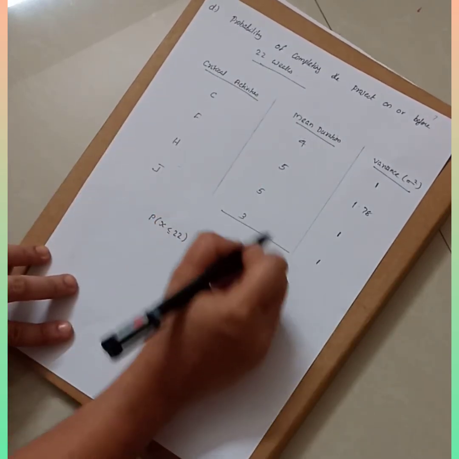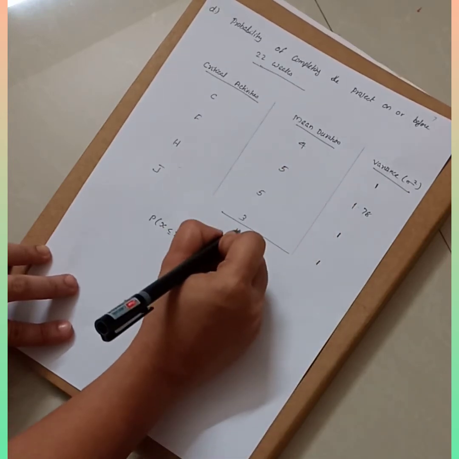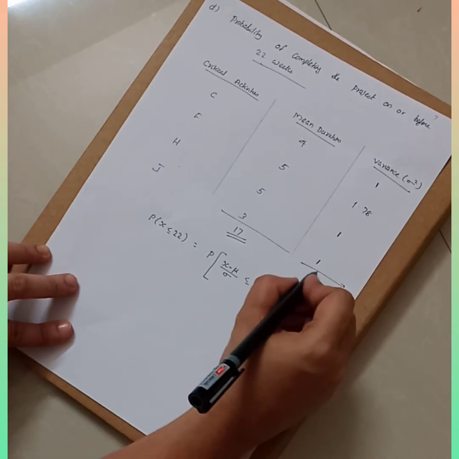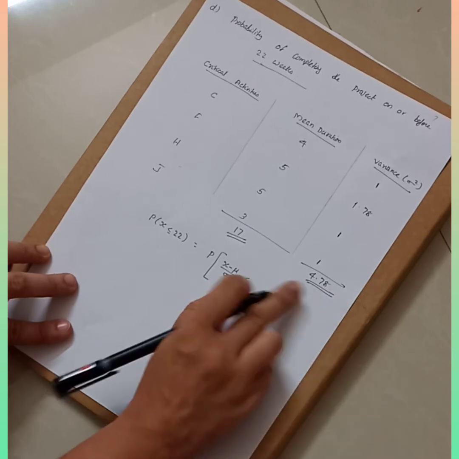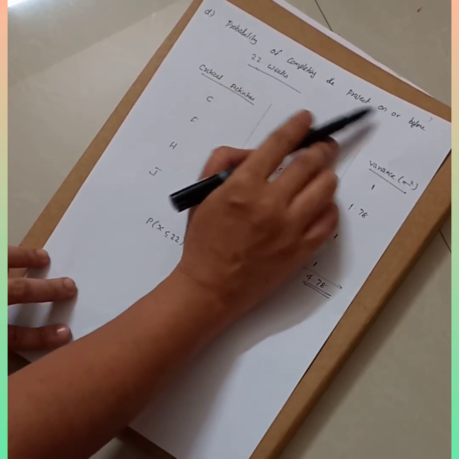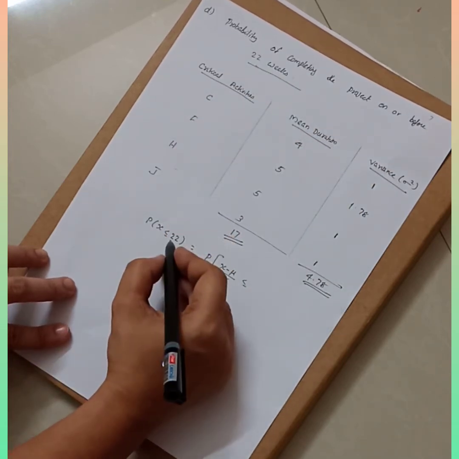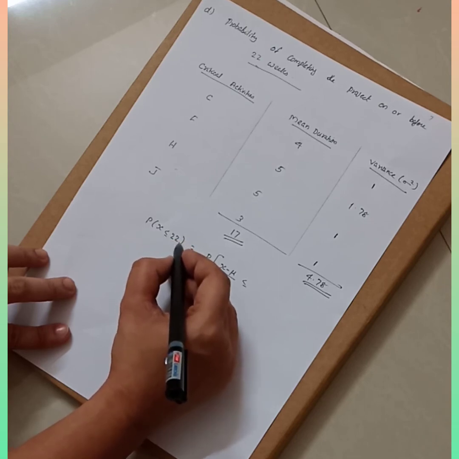Now what you need to do is find the sum of this. So 4 plus 5 plus 5 plus 3 you will get 17. Then 1 plus 1.78 plus 1 plus 1 you will get 4.78. Now what you have to find out is the probability of completing the project on or before 22 weeks. So probability of X less than or equal to 22 weeks.